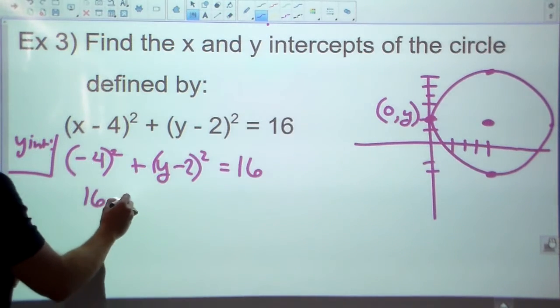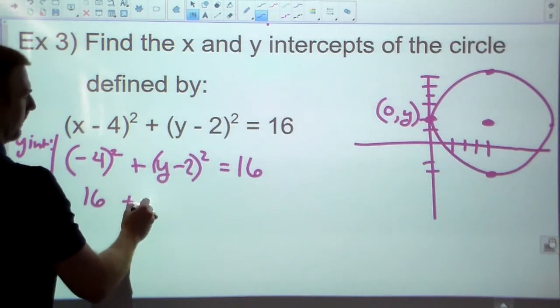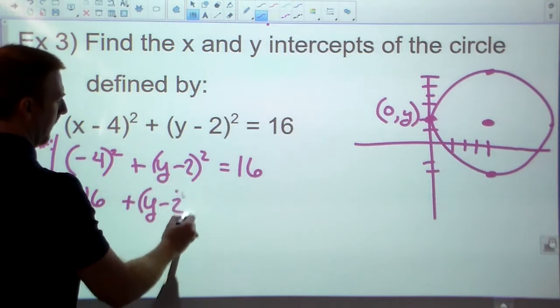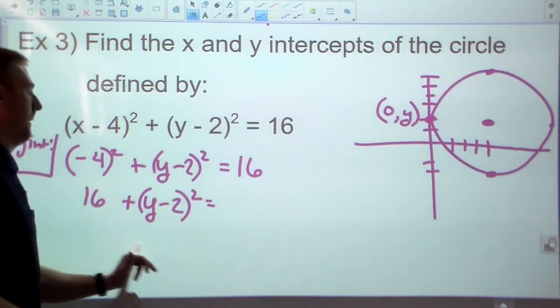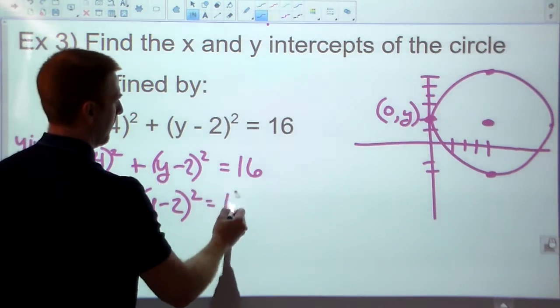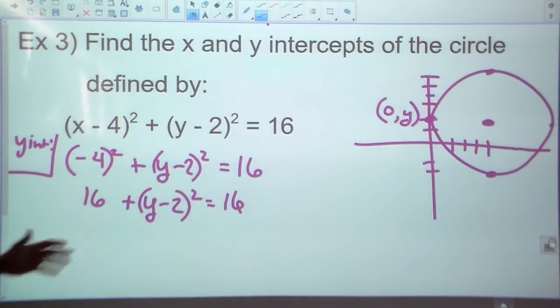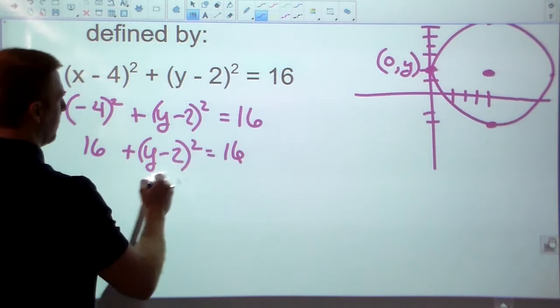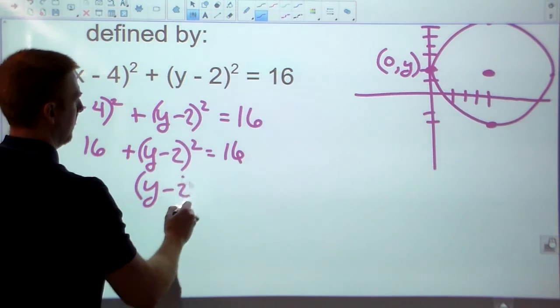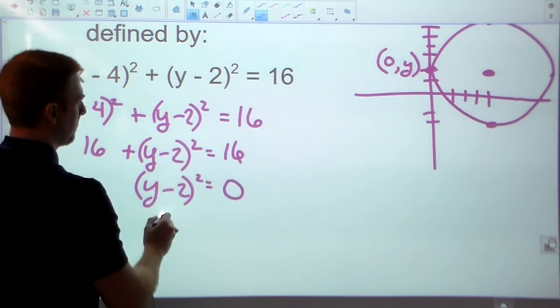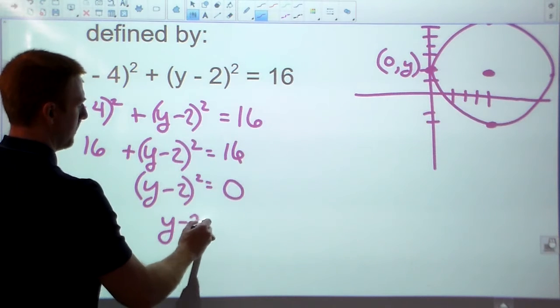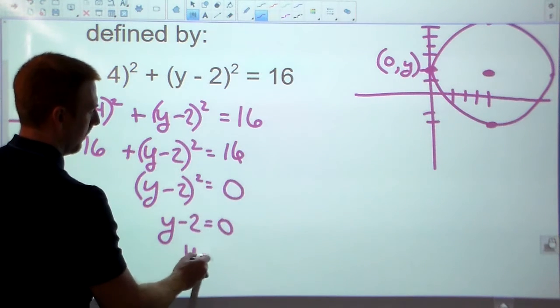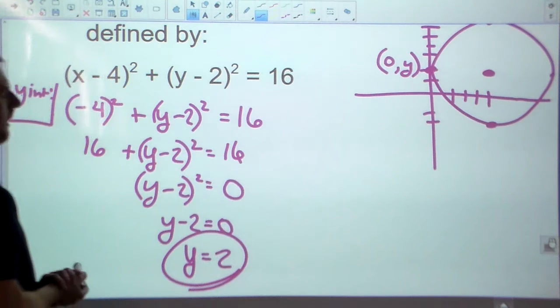So that's 16. For now, I'm going to go ahead and leave this like it is. You could expand it, but I'm just kind of looking at what's happening. These 16s are going to cancel out, and I don't think I'm really going to need to expand that. I think it's going to make it more work in the end. So if we subtract these 16s from both sides, that's going to give me 0. If you square 0, you're still adding 0. So that confirms it. Your y-intercept is at 2.